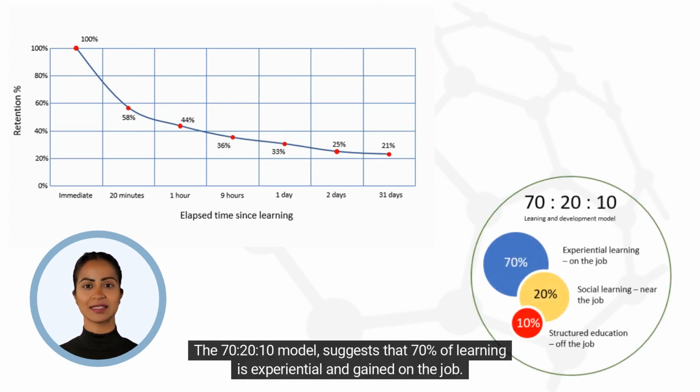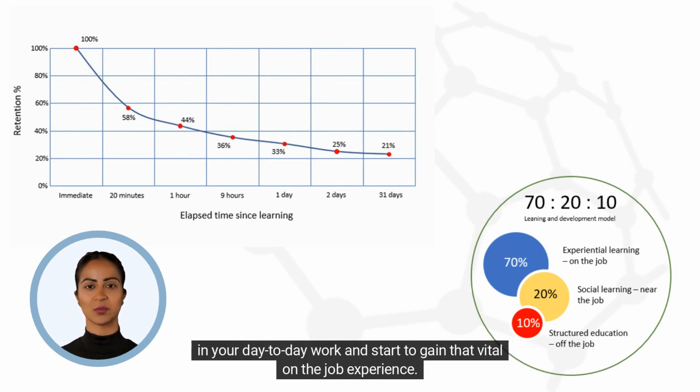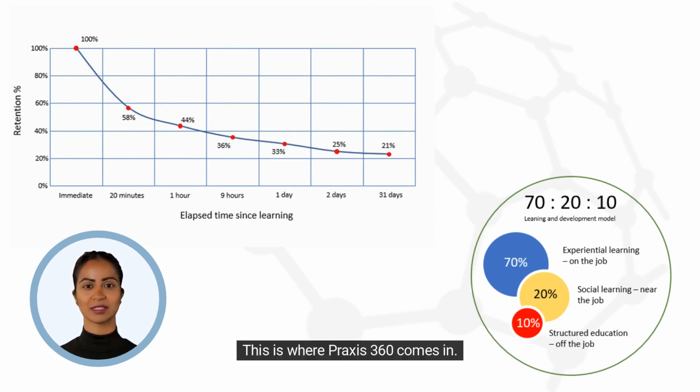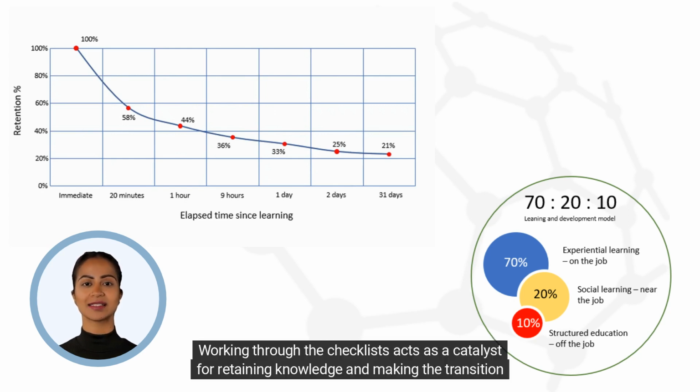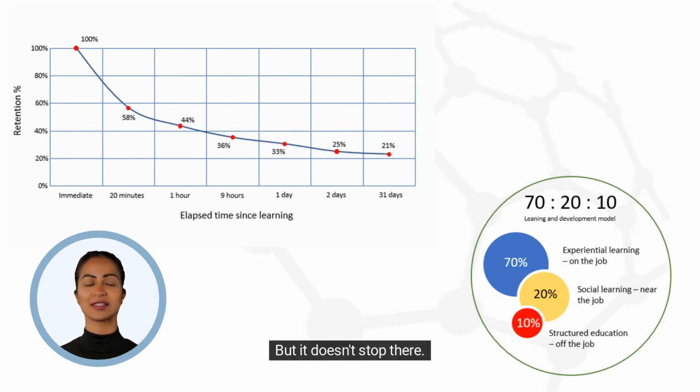The 70-20-10 model suggests that 70% of learning is experiential and gained on the job. So the ideal scenario is that you start to apply new knowledge as soon as possible. Embed the new learning in your day-to-day work and start to gain that vital on-the-job experience. This is where Praxis 360 comes in. Working through the checklists acts as a catalyst for retaining knowledge and making the transition from structured education to experiential learning. But it doesn't stop there.